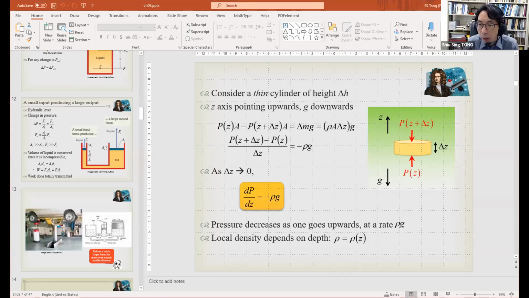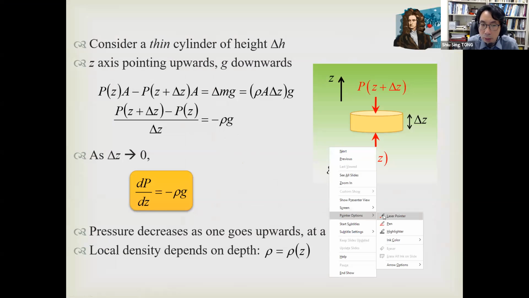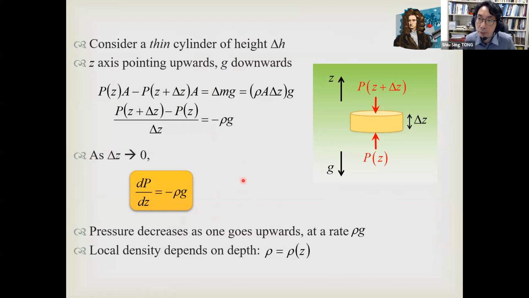So, in the last lecture, we were here, right? We have just derived the so-called equation for hydrostatic equilibrium. Now, this equation has a name. It's called hydrostatic equilibrium. It just describes how the pressure of a fluid will vary, and also the density of the fluid will vary, and how they relate to each other when it's acted upon by gravity.